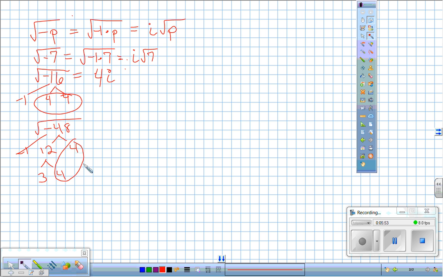Since I have a pair of 4s, I don't need to get it all the way down to my prime factorization, as long as I can actually get a pair of anything. However, if you have some 2s, you might want to go all the way down and get 2s as well. So I have a 4 that can come outside my square root sign. This -1 means I'm going to have an i. This 3 left over all by its lonesome self means that it gets to stay underneath the square root sign. And this was what my answer would look like. It would be 4i square roots of 3.